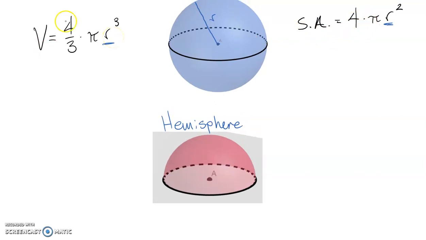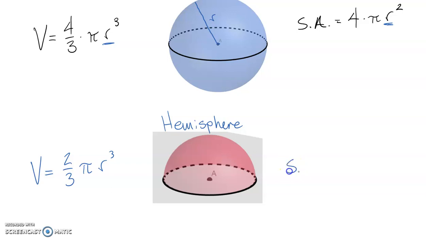So let's start with volume and make the adjustments that we need to create a new formula for the volume of a hemisphere. Bear in mind that a hemisphere is, by definition, half of a sphere, so its volume would be half the volume of the original sphere. So the formula is going to need to be adjusted, and instead of 4/3 pi r cubed, the hemisphere is going to have a volume of 2/3 pi r cubed, because it's exactly half of the 4/3.